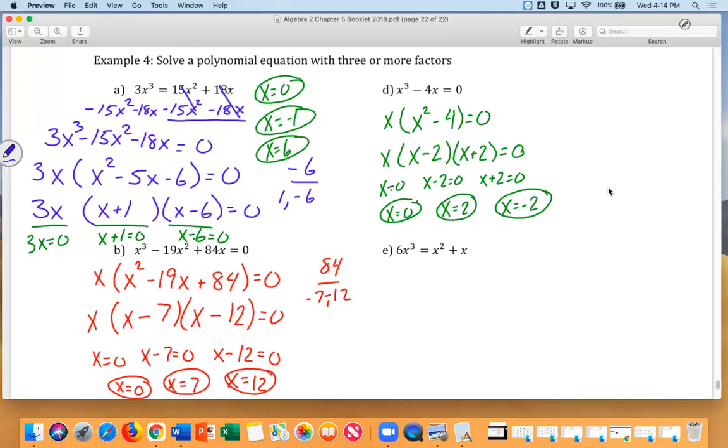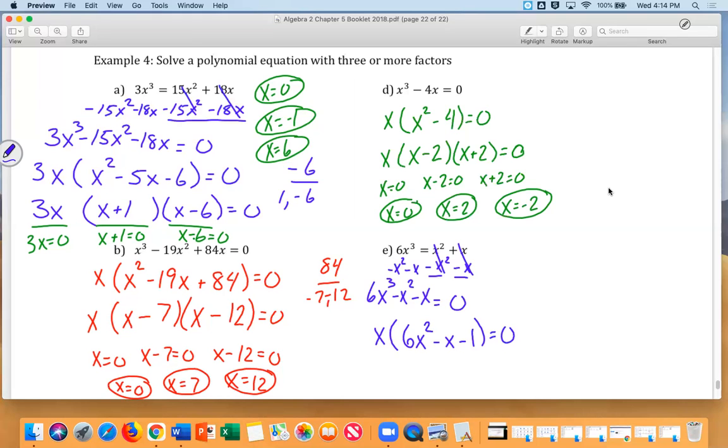Now, E follows A. I need to get all that to one side, so I'm going to subtract x squared and an x on both sides. All this cancels. I'm left with 0 on the right. On the left, I'm left with x cubed minus x squared minus x. Now, I'm going to factor out 8x. So this is going to leave me with x times the quantity of 6x squared minus x minus 1.